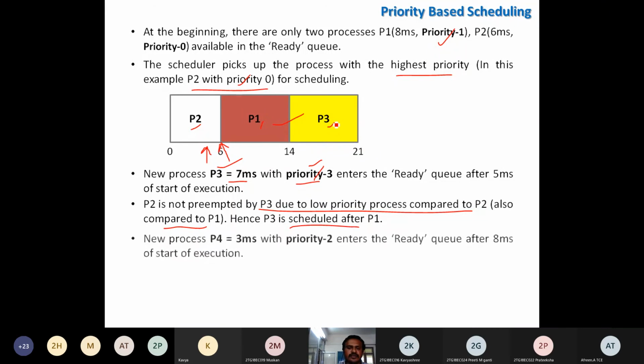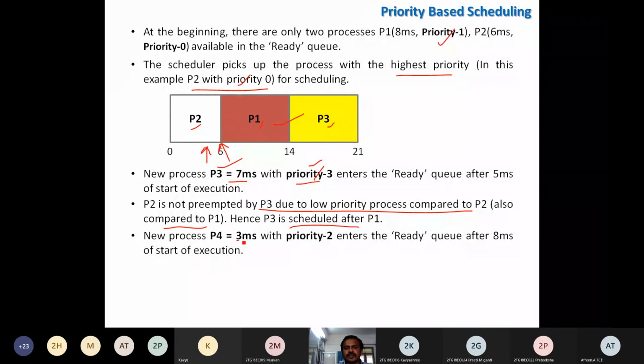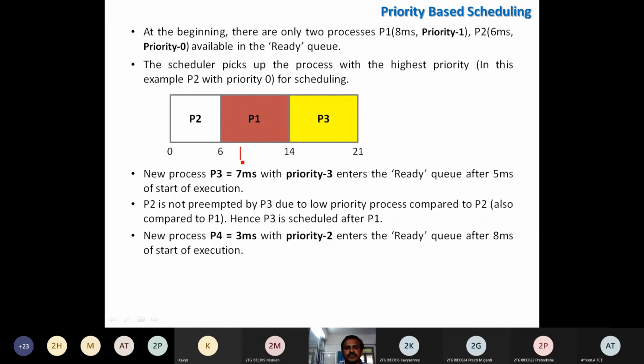Next, what happens? A new process P4 with 3 milliseconds having a priority of 2 enters the ready queue after 8 milliseconds. Means, now let me erase all the inks. So here at this duration, P4 enters. At this time period, P4 enters. Now, what is the condition of the scheduler? Whether to interrupt P1.